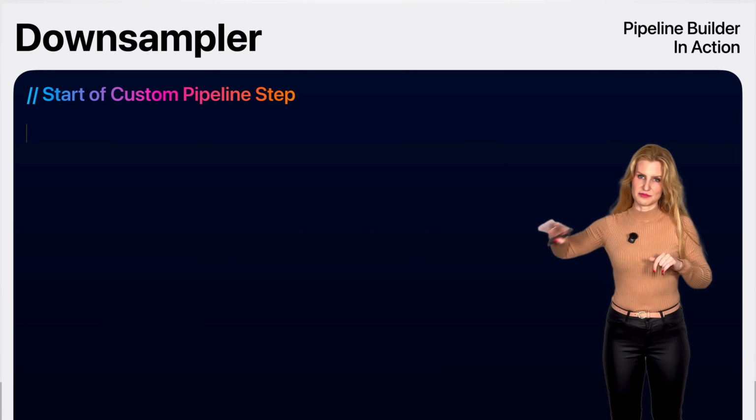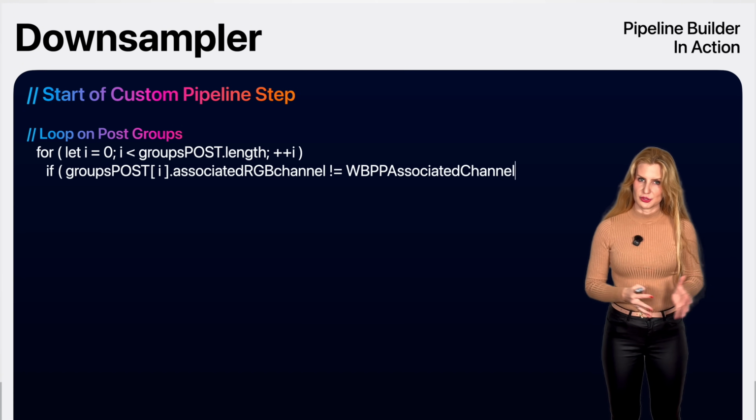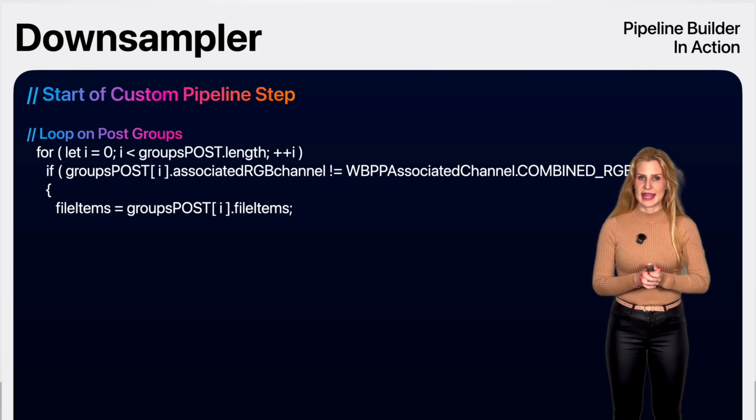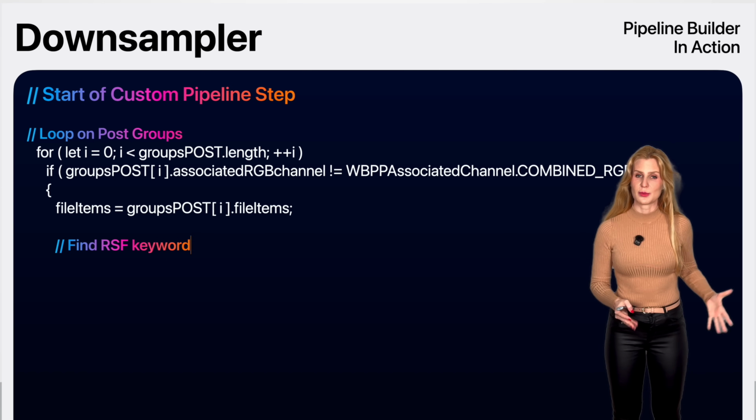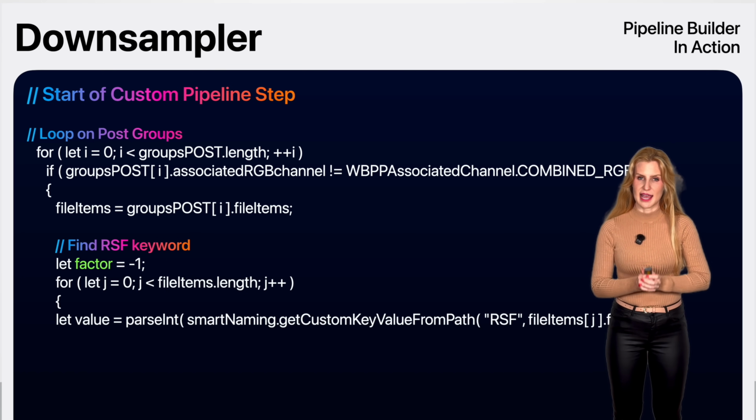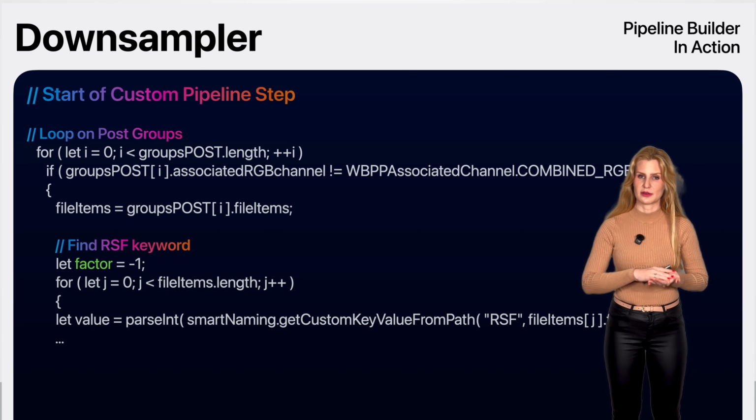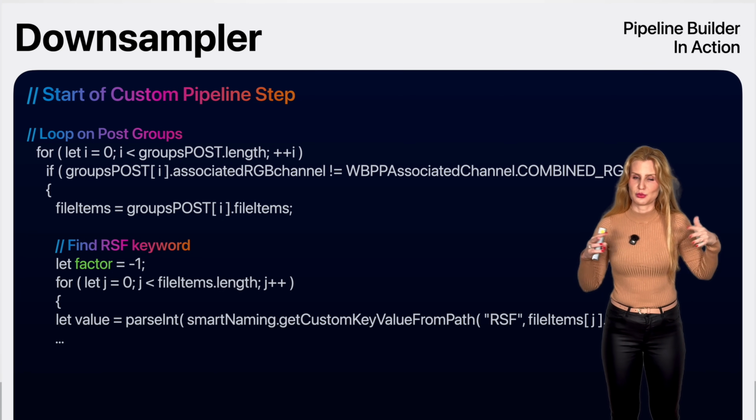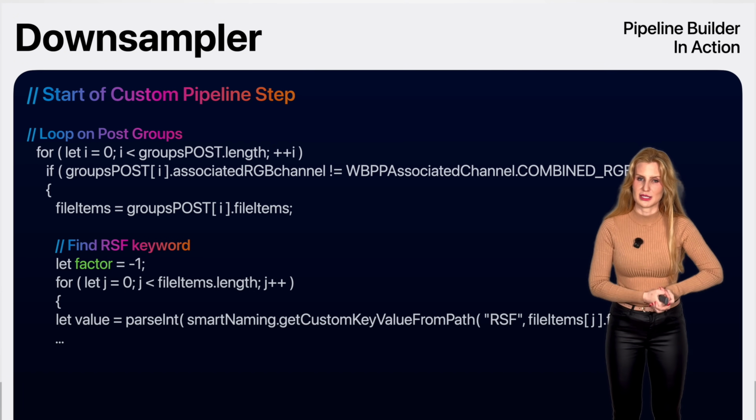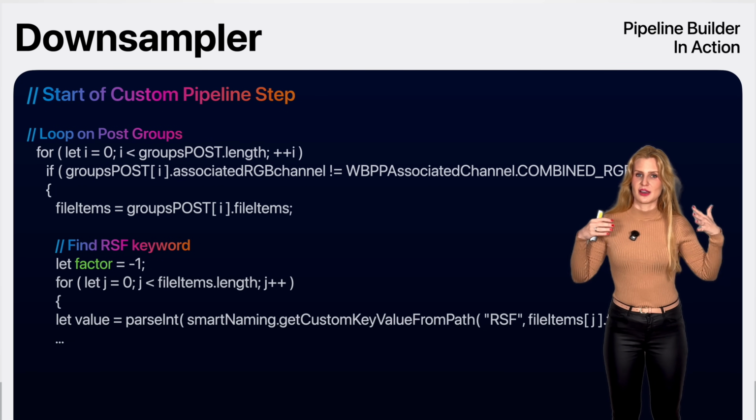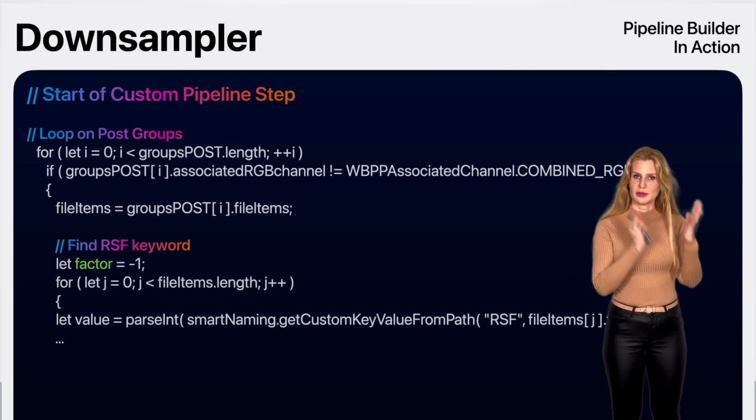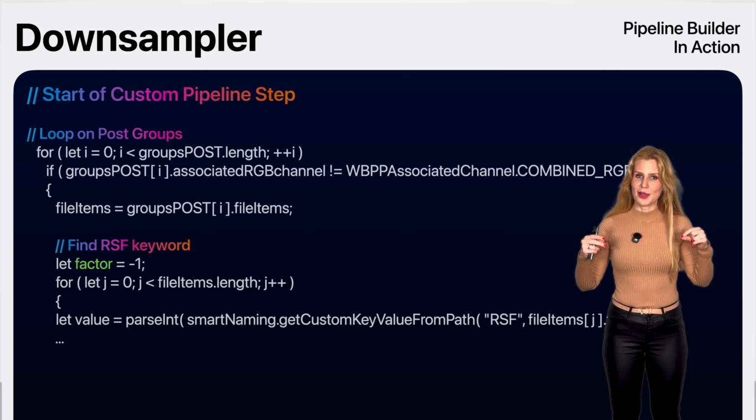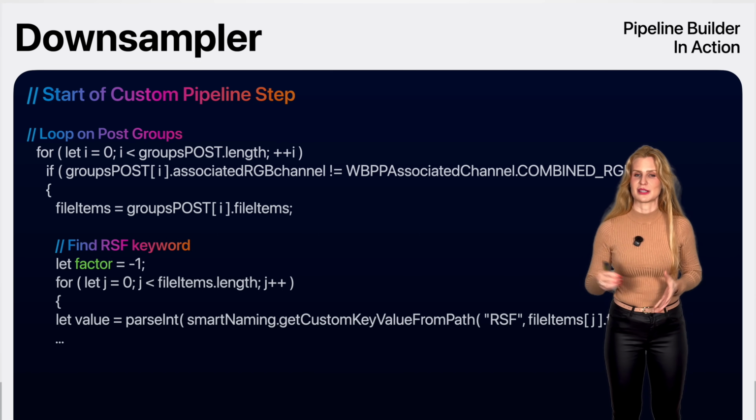So we have done the pre-calibration step. We're gonna loop through the groups. We're gonna retrieve the file items. And then we're gonna retrieve the grouping keywords that we have on this group. Because what I've done is I have defined a custom grouping keyword, RSF, that stands for resampling factor, which I can actually put in the names of my folders in the regular way that we do the grouping keywords in WBPP. So if I have something like RSF-2, it would automatically know that I want to resample these images post-calibration by a factor of 2.